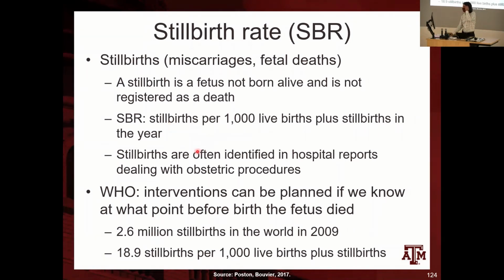Stillbirths are often identified in hospital reports dealing with obstetric procedures, but in terms of measurement, what is important here is that the denominator of the stillbirth rate includes stillbirths, fetuses not born alive, while for the infant mortality rate, neonatal mortality rate, and post-neonatal mortality rate, the denominator is only live births. Okay? The World Health Organization mentioned that interventions can be planned if we know at what point before birth the fetus died. So some public health interventions can be implemented in the population in order to avoid this problem. And it's still a big problem in the world. Around 2.6 million stillbirths were measured in the world in 2009. And the overall rate was 18.9 stillbirths per 1,000 live births and stillbirths in the world. Okay?